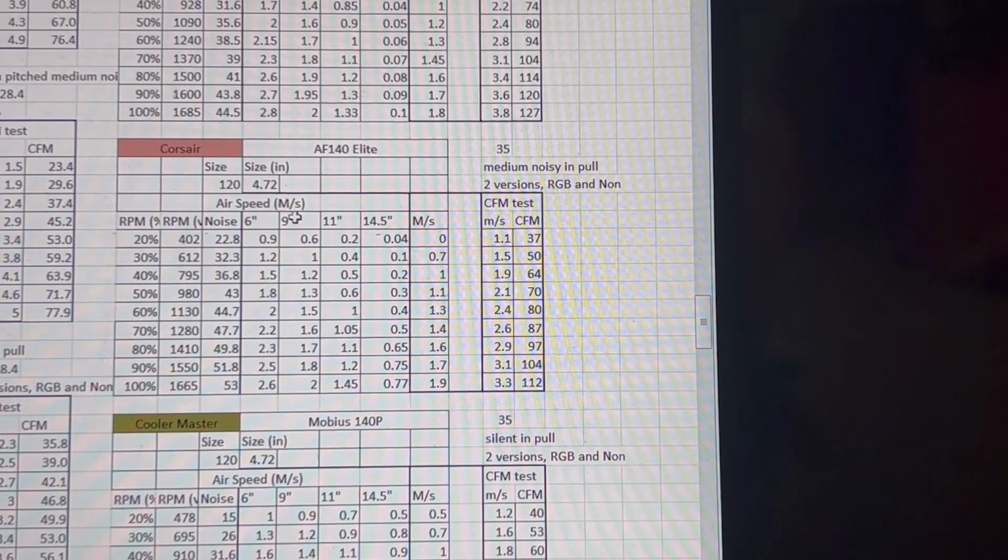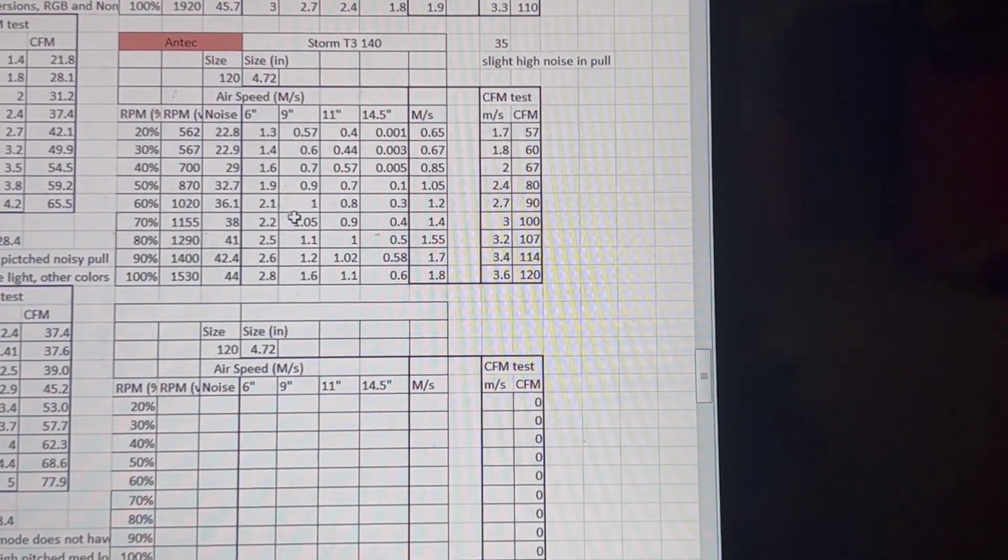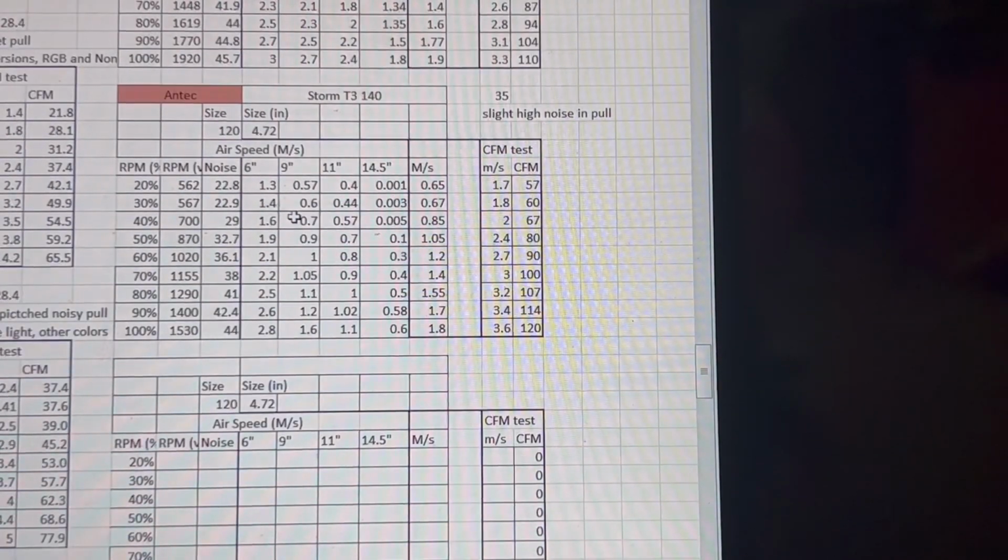And right here is the raw data for the Corsair AF Elite and now the Storm T3. If you wish to use this data for your own purposes, you may do so. However, I ask that you reference me as the person who generated the data because I'm the person who generated it and I worked very hard to collect all this data. Anyways, thank you very much.